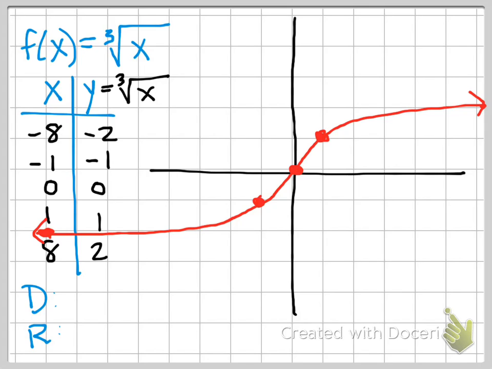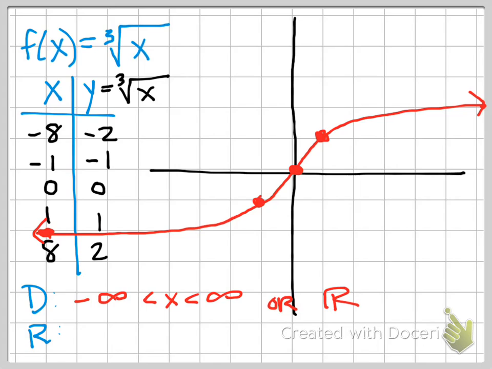I could put a positive 27 in and then take the cube root of 27. I could put a negative 27 in and take the cube root of that. So notice it's growing in both directions. So that means our domain is negative infinity less than x less than infinity, or you could say all real numbers, whichever symbol you use.